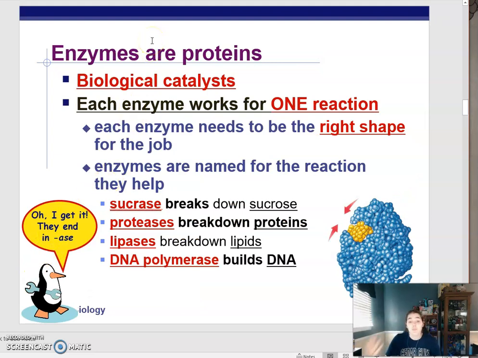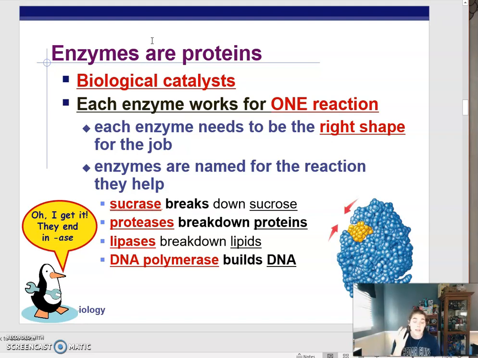So enzymes are proteins. They are a biological catalyst, meaning they catalyze living reactions. The thing is, though, each enzyme works for one reaction. It needs to be the right shape for the job. Think of it as like a lock and a key. Your key only really works for one lock. Even though they're all keys and all locks, they're each shaped differently. The enzyme is named for the reaction it helps.